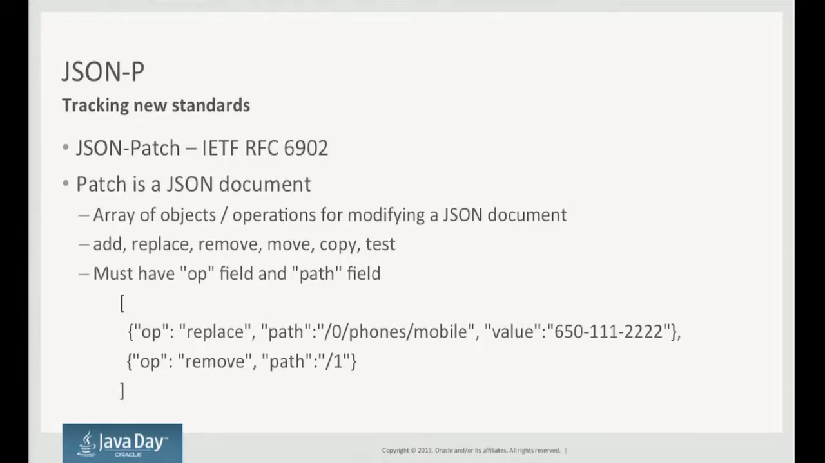There's another new standard called JSON patch. And what a patch is, it's itself a JSON document. The document consists of an array of objects that are operations for modifying a JSON document, such as adding or replacing or removing. This is the full set of operations. So each operation has an op field, which is the operation, and it has a path field, which tells you what you're operating on. And then depending on the operation, it may have additional values as well. Like if you're doing a replace, you need the new value.